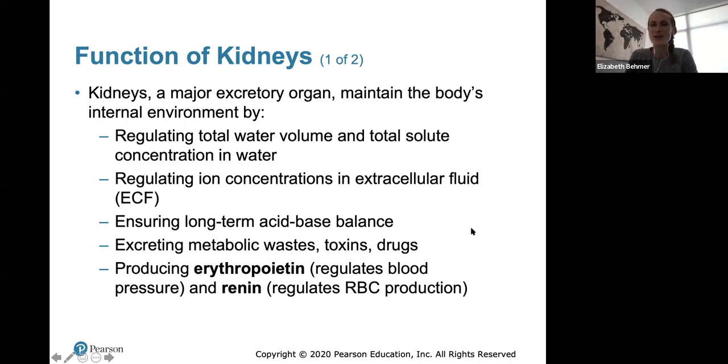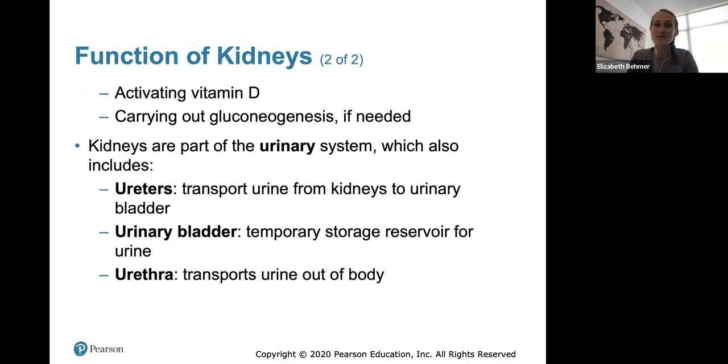They excrete metabolic wastes, toxins, and drugs, and they produce two hormones, erythropoietin, which stimulates red blood cell production to help regulate blood pressure, and renin that helps to, and actually these are switched, so sorry about this. Renin is actually the one that regulates blood pressure, and erythropoietin is the one that regulates red blood cell production. So those two should be switched. They also activate vitamin D and carry out gluconeogenesis, so producing glucose if needed.